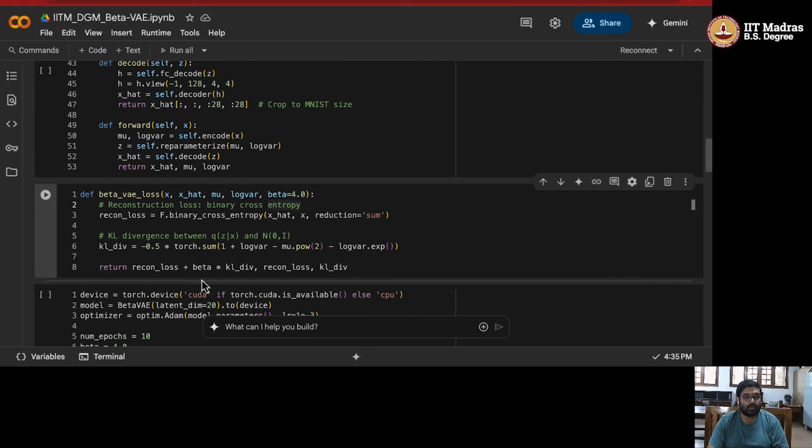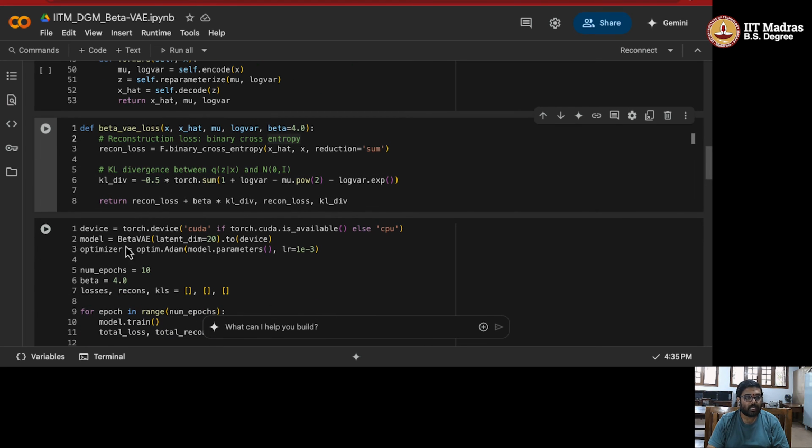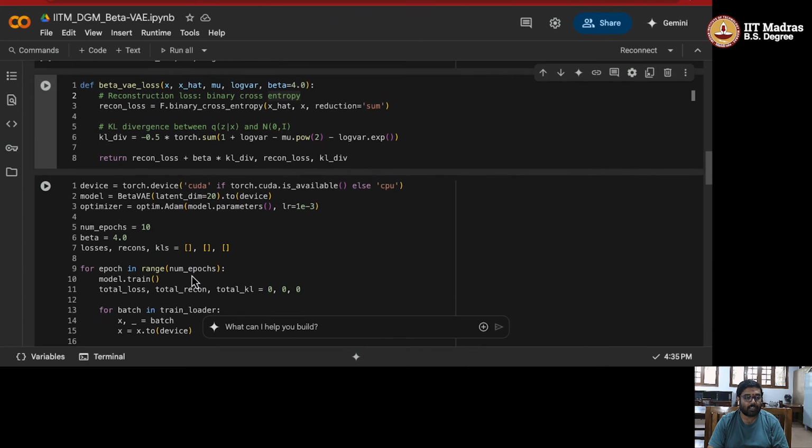Now reconstruction loss with beta times KL. This is that beta value you are putting there. And then you are sending reconstruction loss and KL loss so that you can put it in the list and finally see how they are reducing. Okay. And this is you are using the device, creating a model, and obtaining its parameters. So you're training it for 10 epochs and keeping beta as 4.